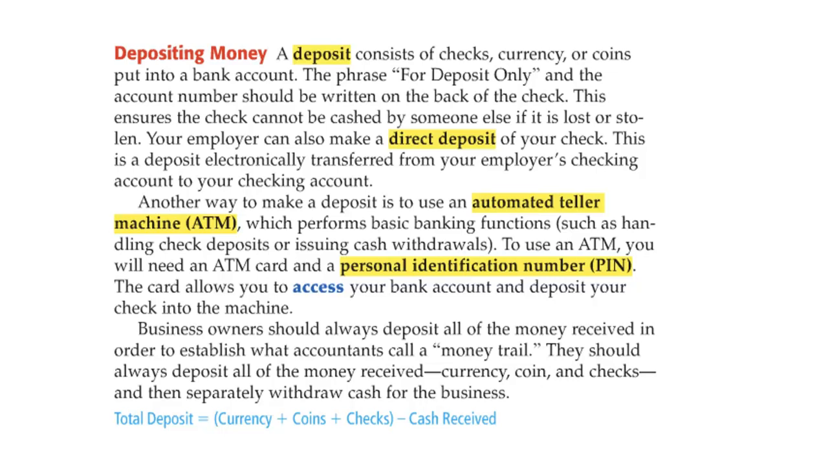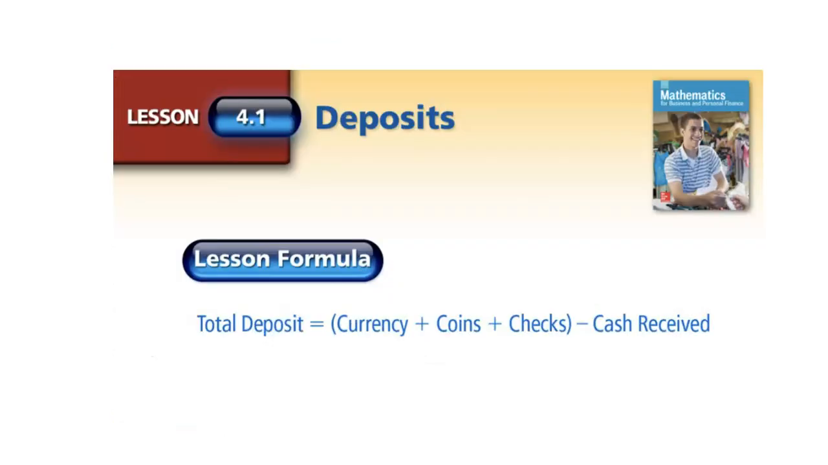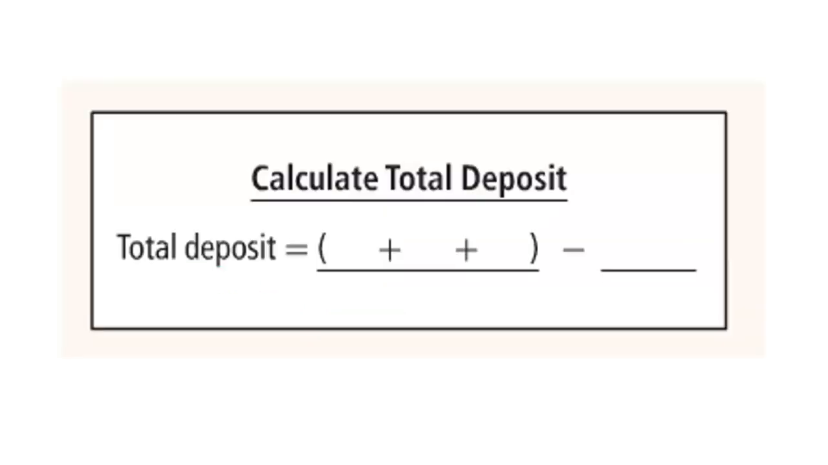Business owners should always deposit all of their money received in order to establish what accountants call a money trail. They should always deposit all of their money received, currency, coin, and checks, and then separately withdraw cash for the business. So, on your notes, you will see that for some of this, you're going to be using this formula. It's pretty much just adding your currency, coins, and checks, and then subtracting how much you get back in cash, if you get some back in cash. So it also could look like this. If you wanted to pause the video and write this on your notes, you can. It's kind of a nice little visual.